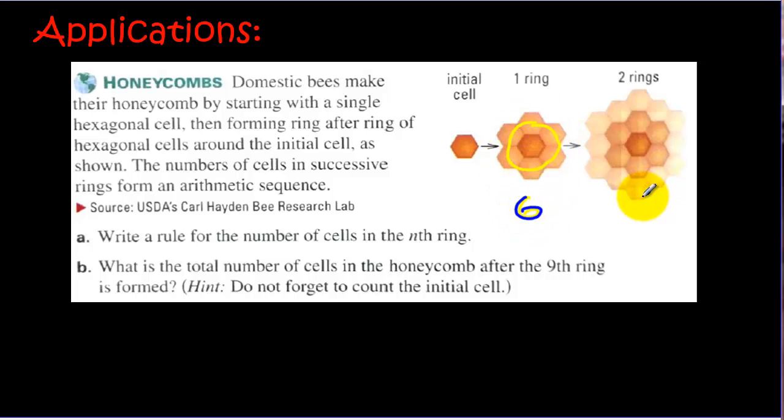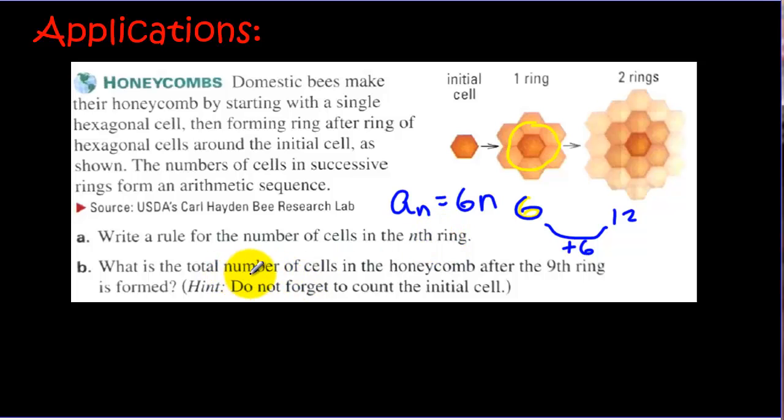If we count in ring 2, we've got 1, 2, 3, 4, 5, 6, 7, 8, 9, 10, 11, 12. So we have 12 cells. And we can see if we keep going, or we could draw the picture, what we're adding each time is 6 cells to each ring. So our rule for the nth ring is going to be 6 times n.